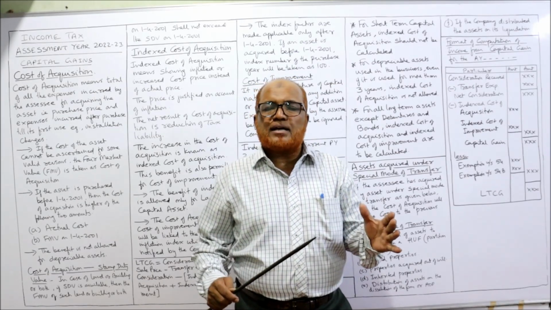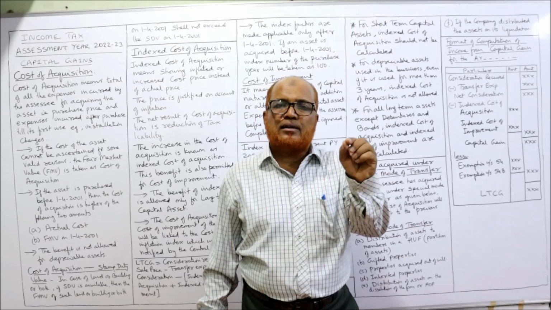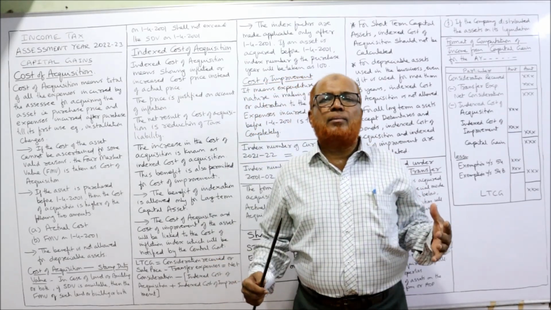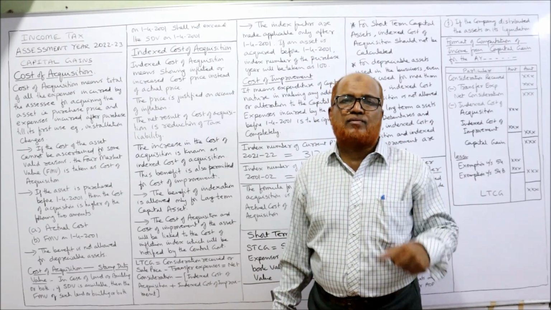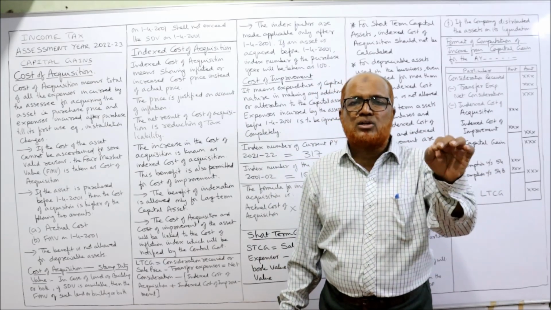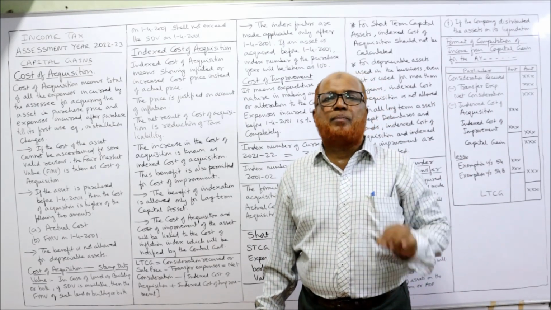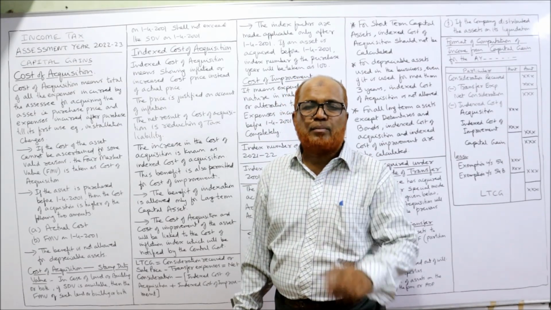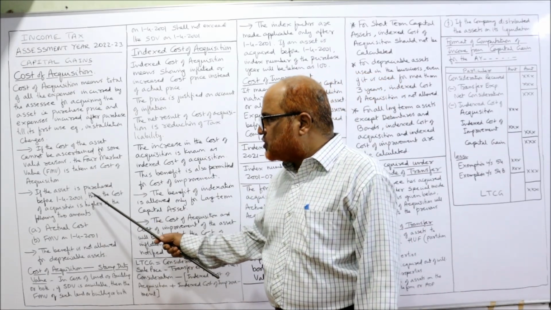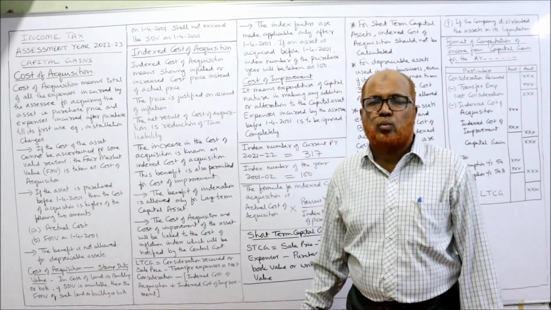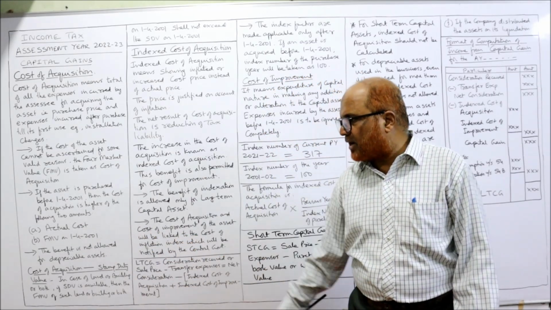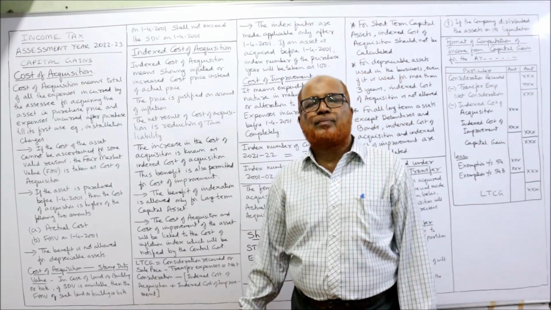So according to the income tax rules, first of all, we have to calculate the cost of acquisition. But sometimes the assessee cannot correctly calculate the cost of acquisition. In that case, the income tax rule says whatever is the fair market value at the time of purchasing the asset, that fair market value will be considered as cost of acquisition. Then if the asset is purchased before 1/4/2001, the cost of acquisition is the higher of the following two: actual cost or fair market value on 1/4/2001.